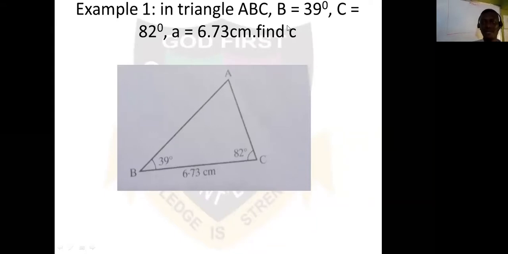So we are asked to find C. Before we go over to the board, let's draw the diagram and see how to solve this. This is a triangle given to us.